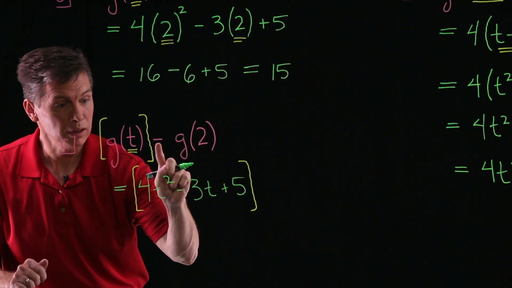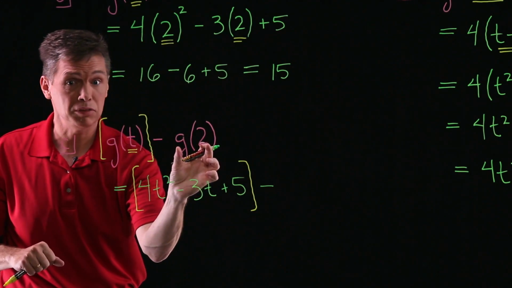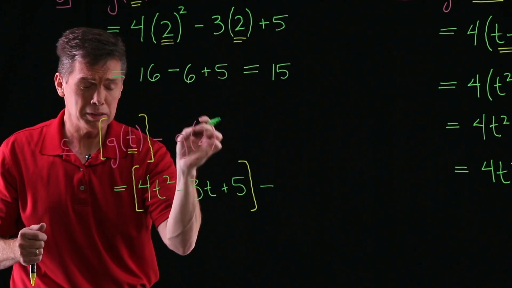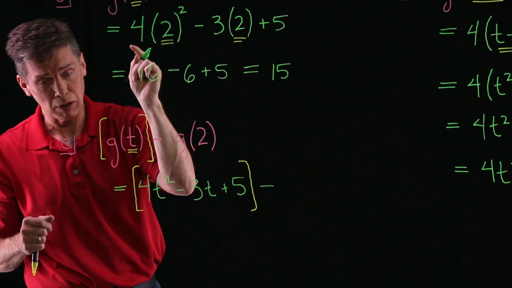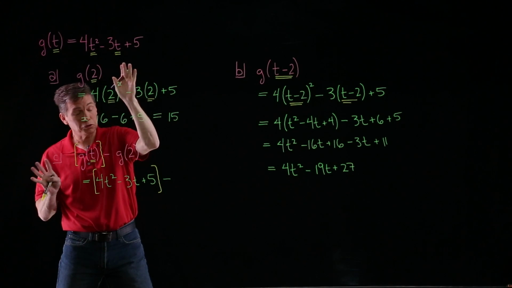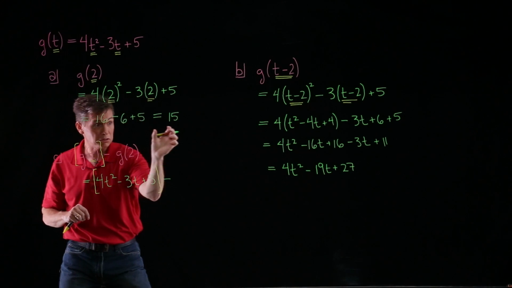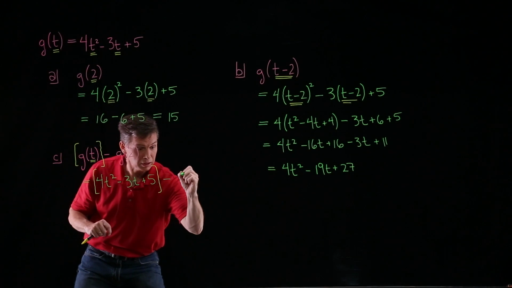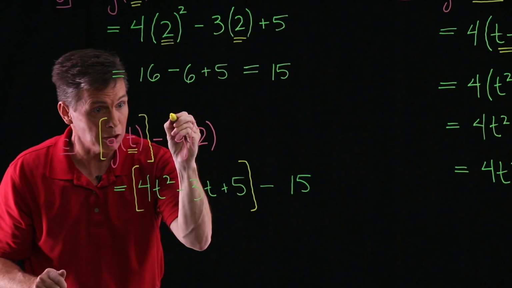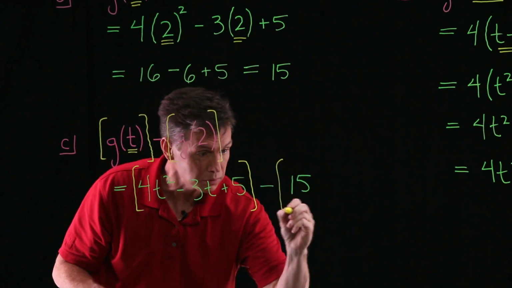To continue, there's a minus, so I'll subtract. And now I need to do g of 2. Again, function notation. G of 2 would mean to take the 2 and plug it in wherever I saw t in the original function. But this is really just coincidence. We already did g of 2. And we know that the final answer was 15. So I can get right to my value of 15 here, which again, if it helps, that replaces this set of square braces.